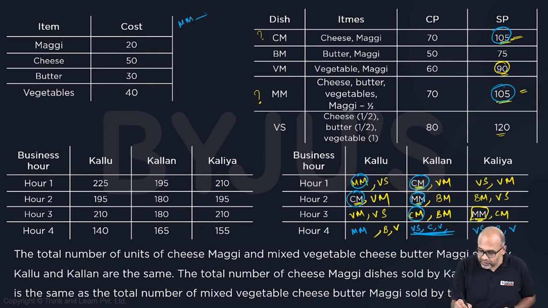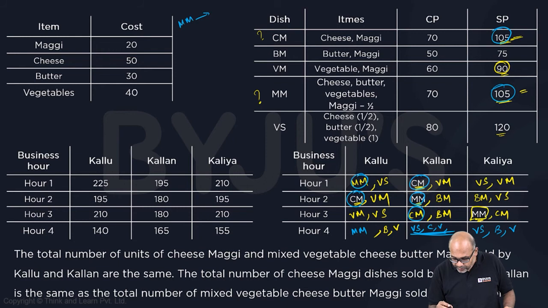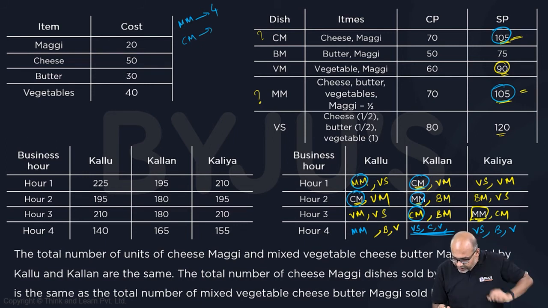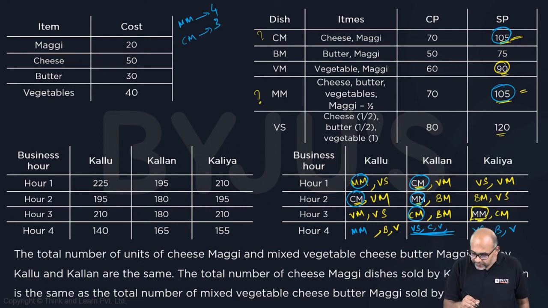So what is the total? You can see MMs are 1. If I look at R1, so this is 1, R1 is only 1. Then second R, there's 1 more. Third R, there is 1 more. And fourth R, there's 1 more. So MMs are 4. Then if I look at CMs, first R 1, second R 1, third R 1, only 3. Then if I look at VS, first R 2, second R 1, so that's total 3, third R 1, total 4. And fourth R 2, so total 6.